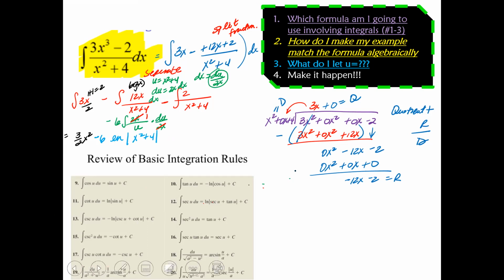Now your third part over here, I can see that this is going to be very similar to this one, with an arctangent. So with this one, let's go ahead and say that u is x and a is 2, as I'm matching this.